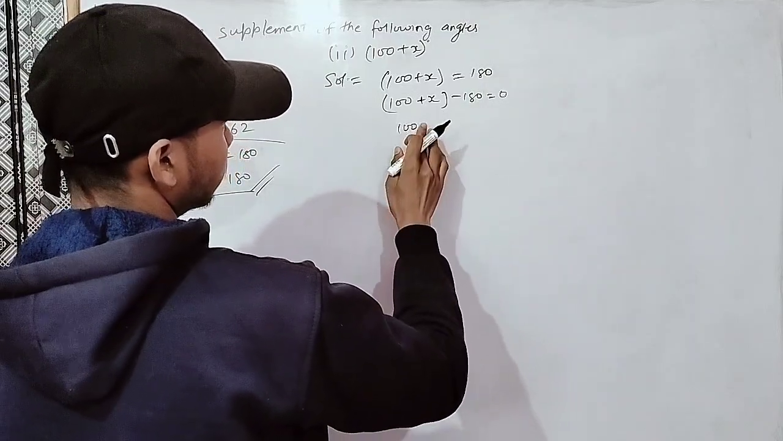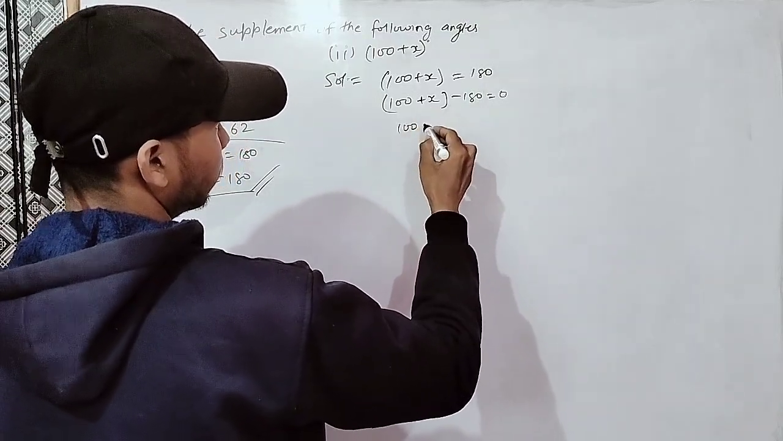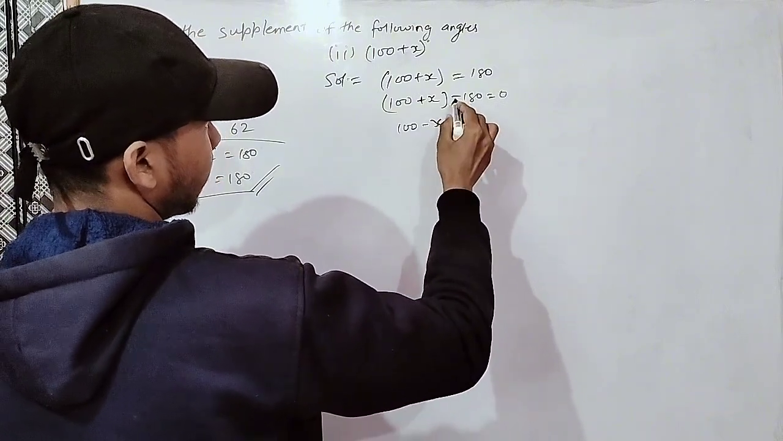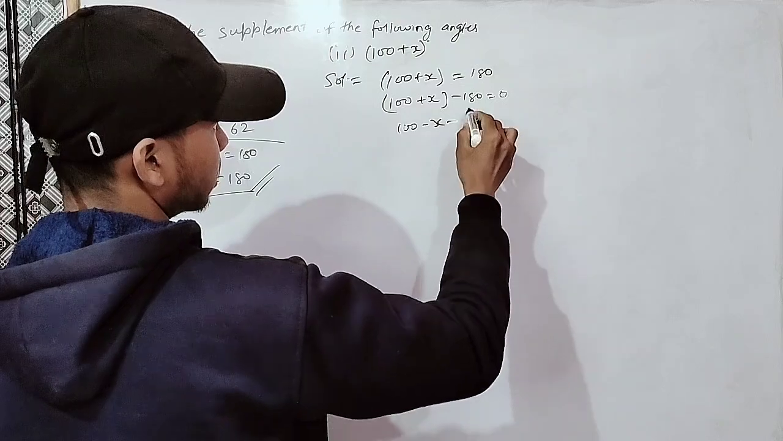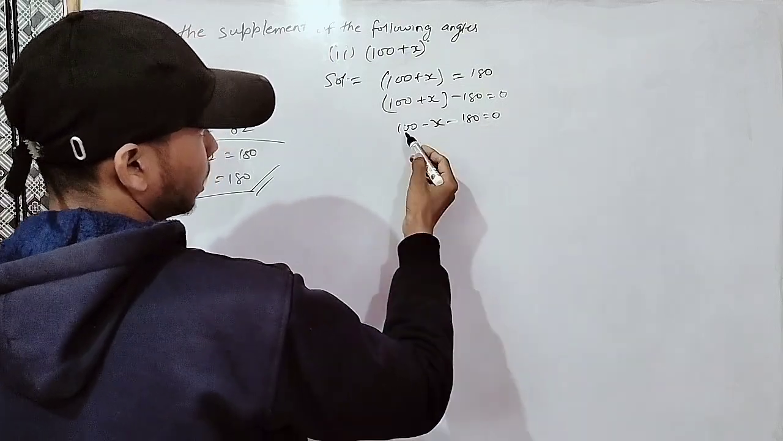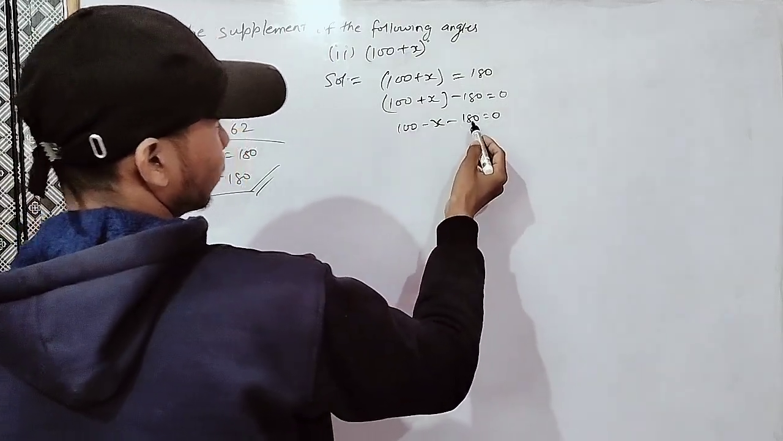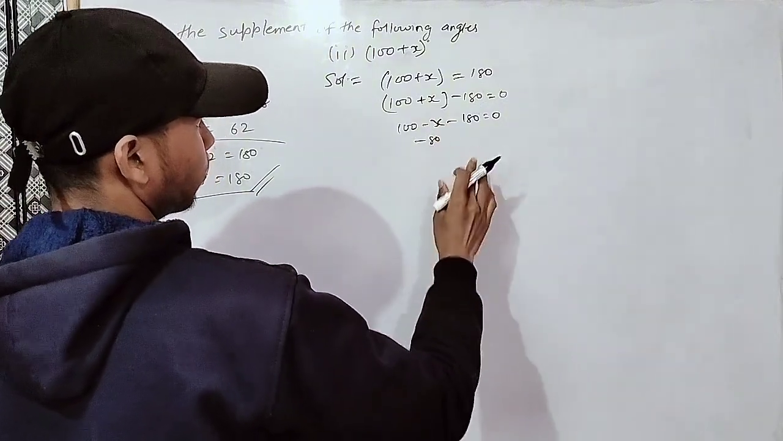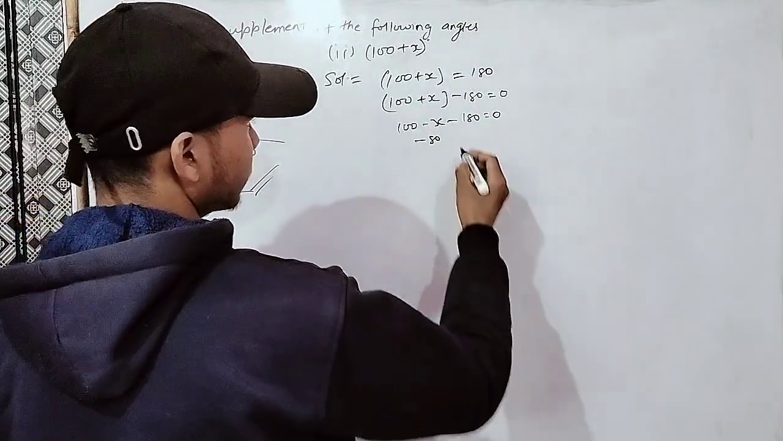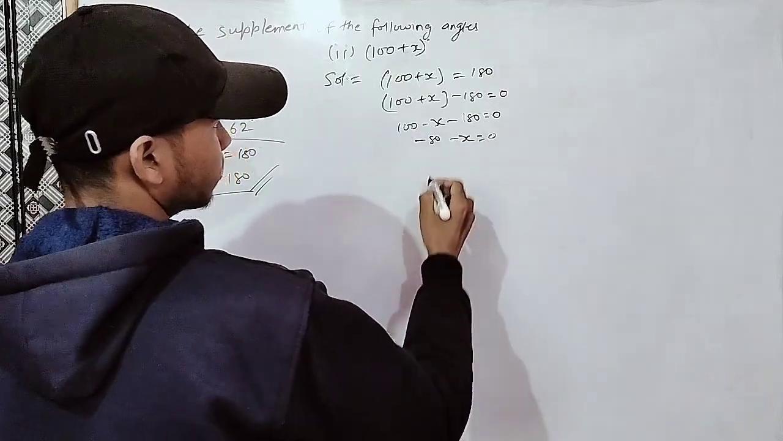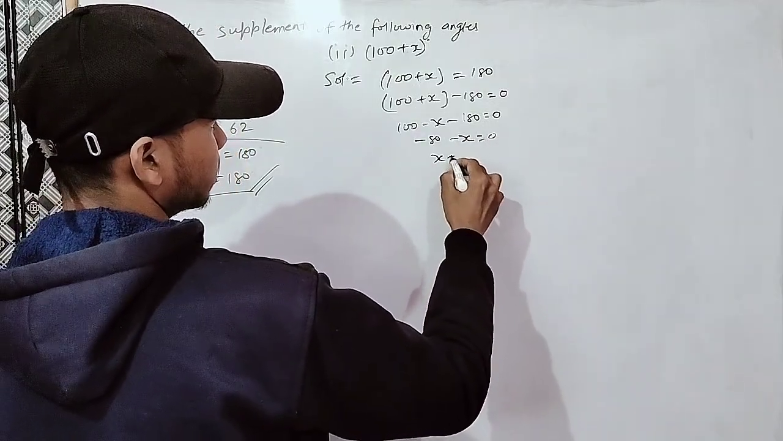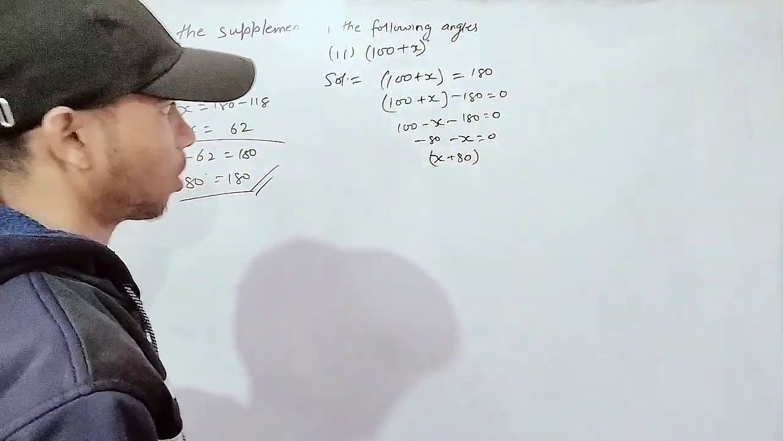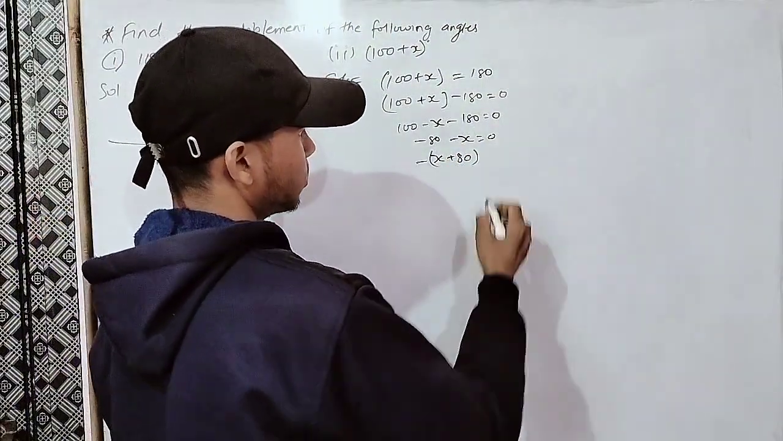Then 100, and then subtract x. Subtract 180. Alright. So here 180, so definitely minus 1, minus 80. Then we have minus 6. Can we write it like that? Yes or no? No.